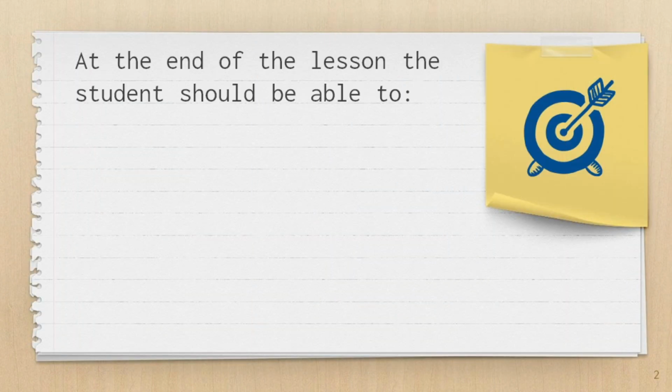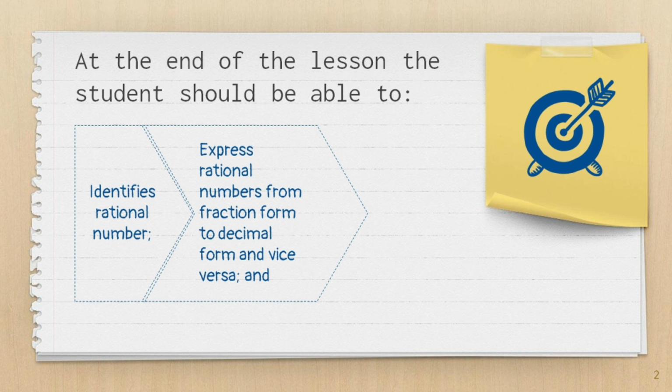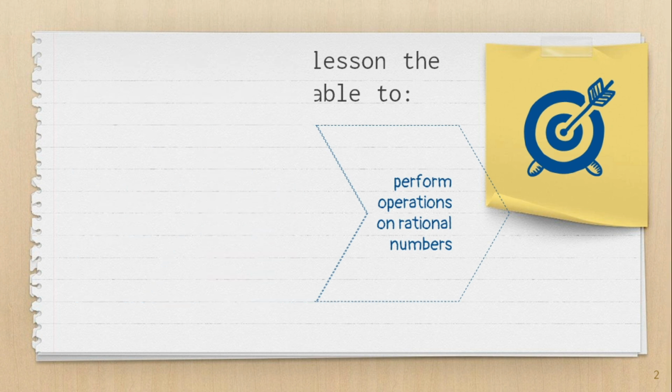So sa araw na to, ang i-discuss natin is all about rational numbers. So at the end of the lesson, the student should be able to, first, identify rational numbers; next, express rational numbers from fraction form to decimal form and vice versa. Tuturuan ko kayo kung paano mag-express ng rational number galing sa fraction to decimal or decimal papunta sa fraction. And last, to perform operations on rational numbers.